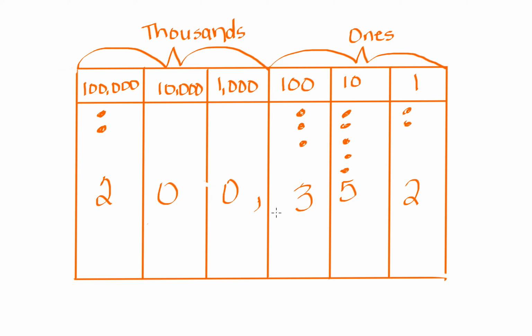Now we want to find the number that is 100,000 more than this. So that would just be a dot here. So now I have 3 here. And then these stay the same. I didn't add or subtract anything to any of those columns except for this one. So in other words, 200,352 plus 100,000 is 300,352. So then let's try one more, and then I think I can probably move on to the problem set for this.